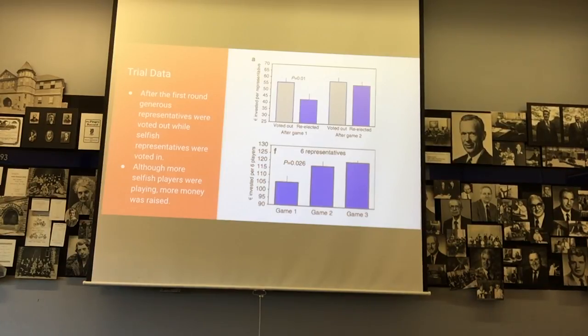And that was only after game 1. But after game 2, they became almost equal. So now, the people who are being voted out and re-elected are given almost the exact same amount. At this point, it's not really a matter of whether or not they were selfish or not.